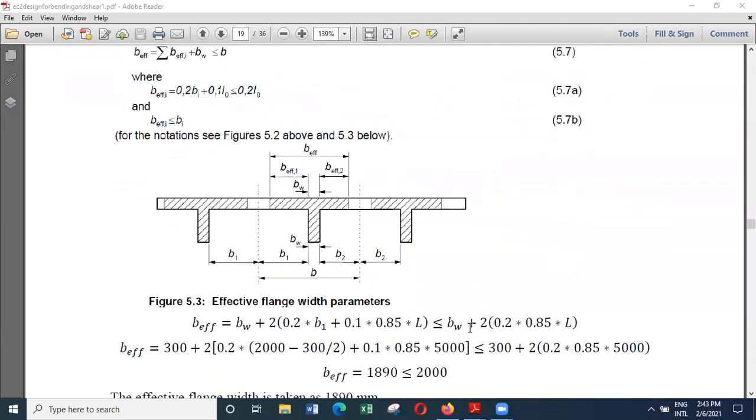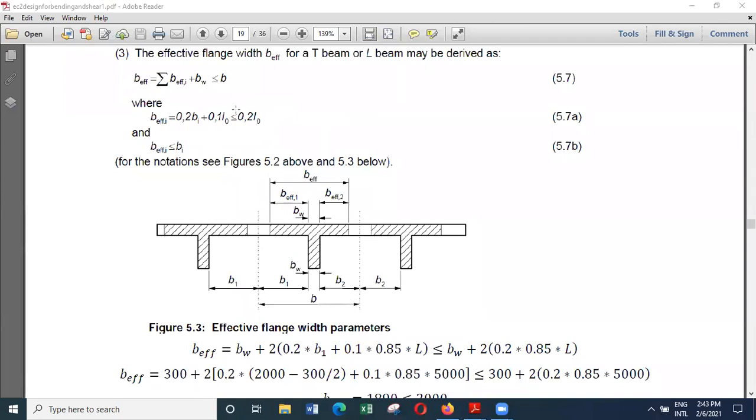And also there's a maximum value, which means it should be less than or equal to 0.2 times L naught. So b_w plus 0.2 times L naught. b_eff,j has a maximum value of 0.2 times L naught. So you substitute for that also.